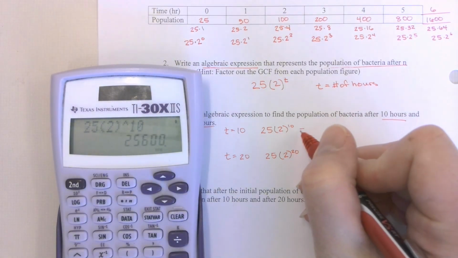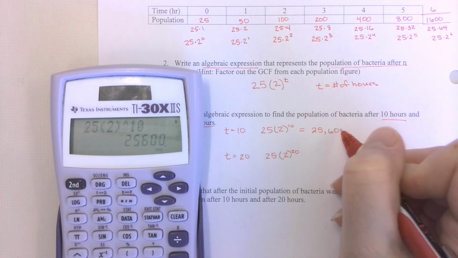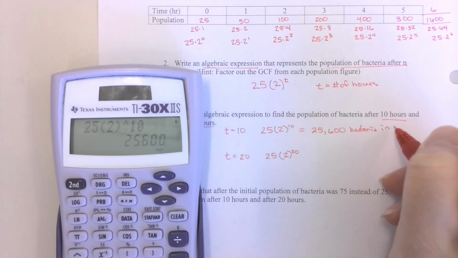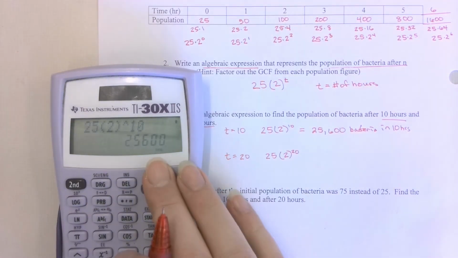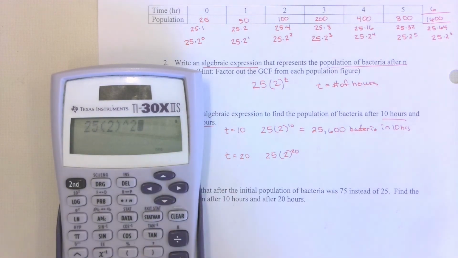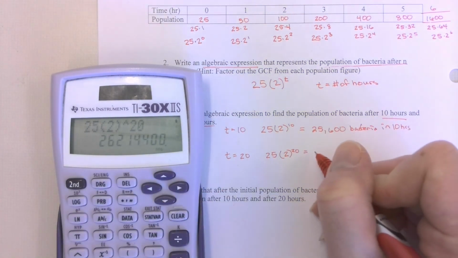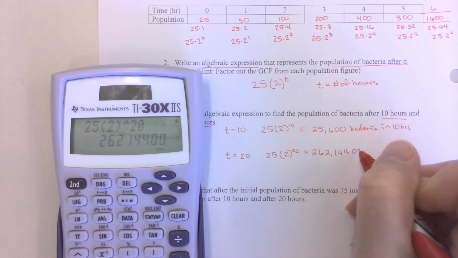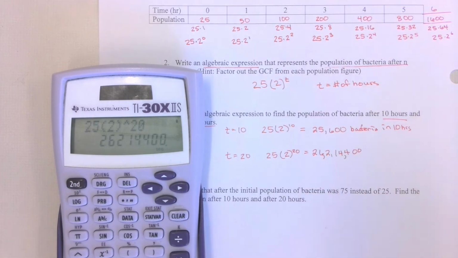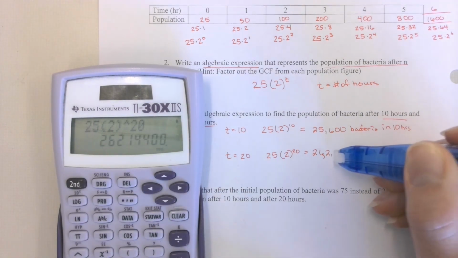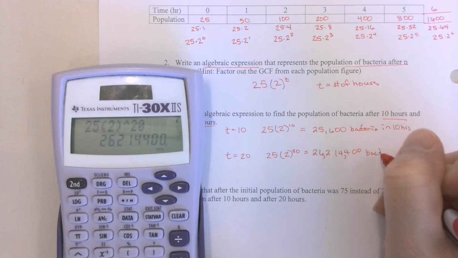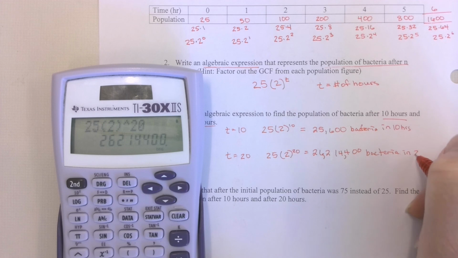And that gives me 25,600 bacteria in 10 hours. All right, I'm going to go back up. I'm going to change out my 10 with the 20, and that gives me a much larger number. Oh, I put my comma in the wrong spot. Put a comma there, put a comma there. All right, that gives me 26,214,400 bacteria. And that is in 20 hours.